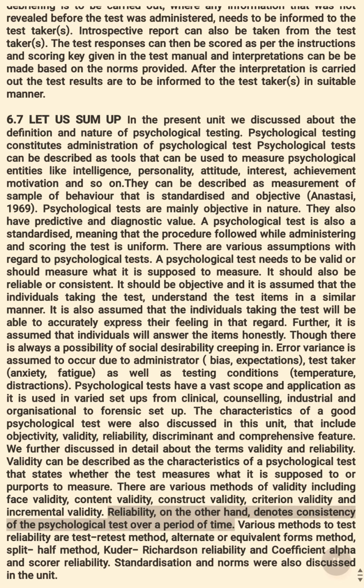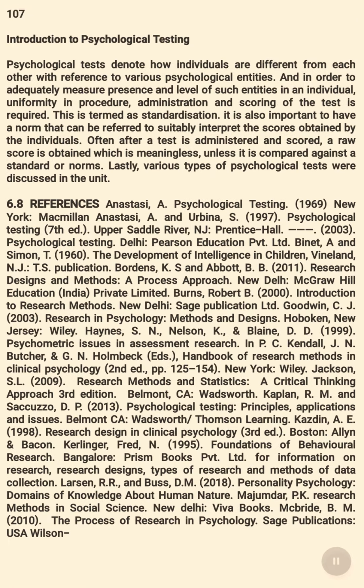Reliability, on the other hand, denotes consistency of the psychological test over a period of time. Various methods to test reliability are test-retest method, alternate or equivalent forms method, split-half method, Kuder-Richardson reliability and coefficient alpha, and scorer reliability. Standardization and norms were also discussed in the unit.